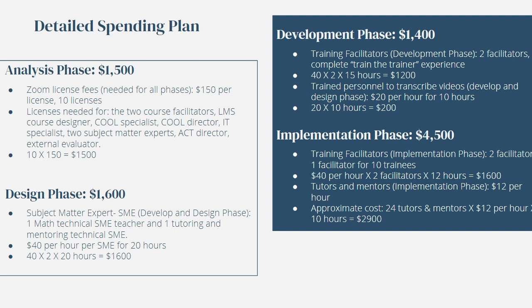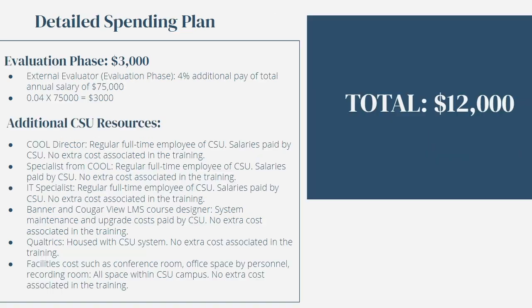The design phase would come to a total of $1,600, and this is because we are having subject matter experts carry through and help us out, and we pay them hourly. The development phase, again, has some personnel and facilitators coming in to help with the program. This would come to a total of $1,400. The implementation phase is a little bit more costly, being $4,500 compared to the previous three mentioned. But there are training facilitators, tutors, mentors, and much more personnel who are being paid at an hourly rate.